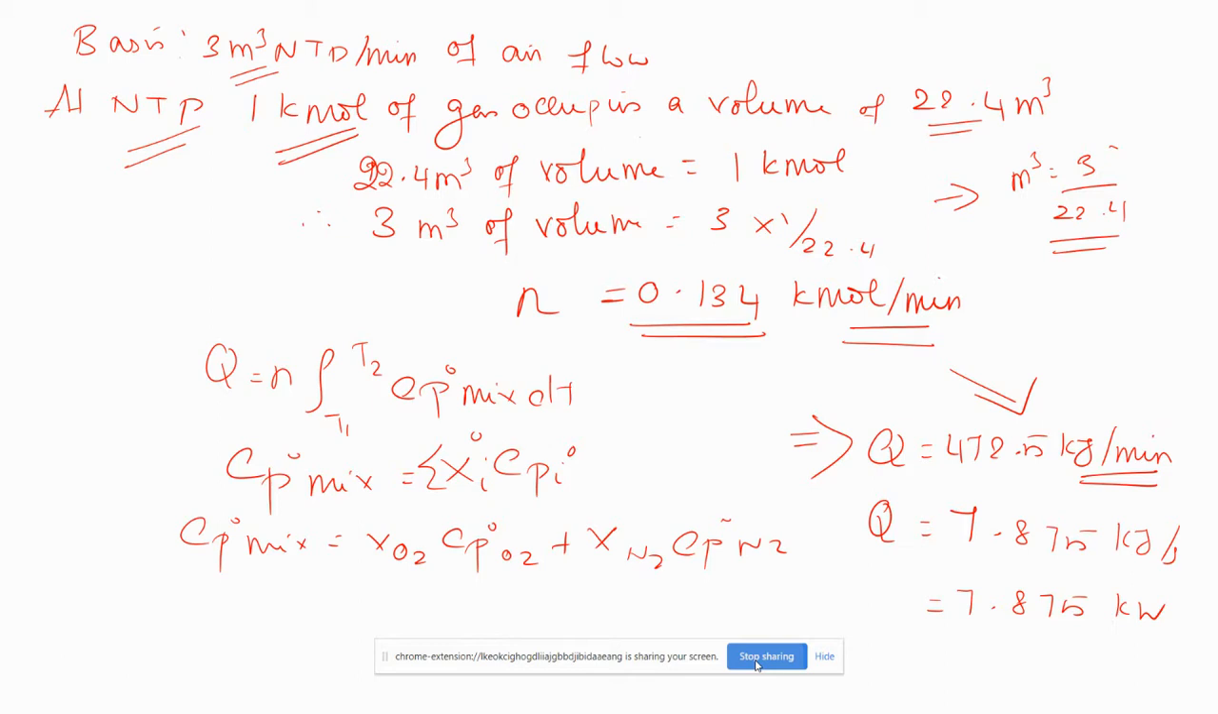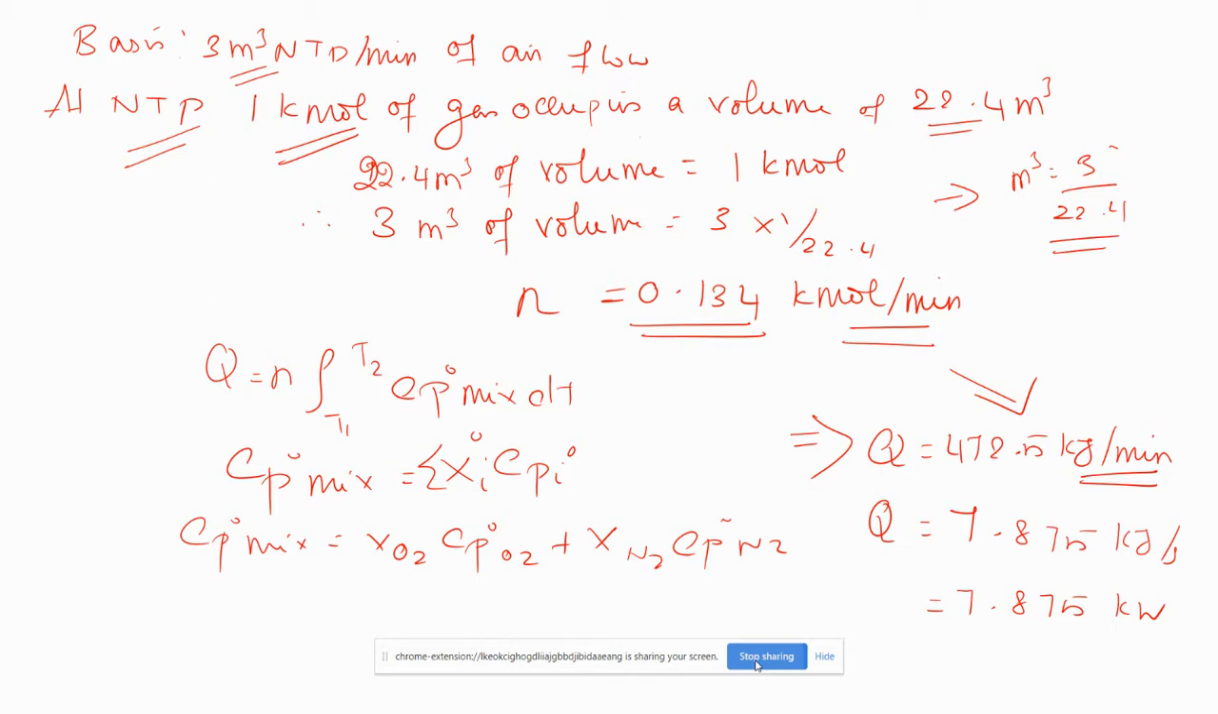Another concept is the N unit. If N is not given, you have to assume it as 1 kilomole, then you will get Q in kilojoules. Whatever the units, you will get it as kilojoules. Suppose it is in kilomoles per minute, you will get the answer in kilojoules per minute. You have to convert it into kilojoules per second, which is written as kilowatt. In the same way, if it is kilomoles per hour, you convert it into kilojoules per hour and then into kilojoules per second, which is written as kilowatt.